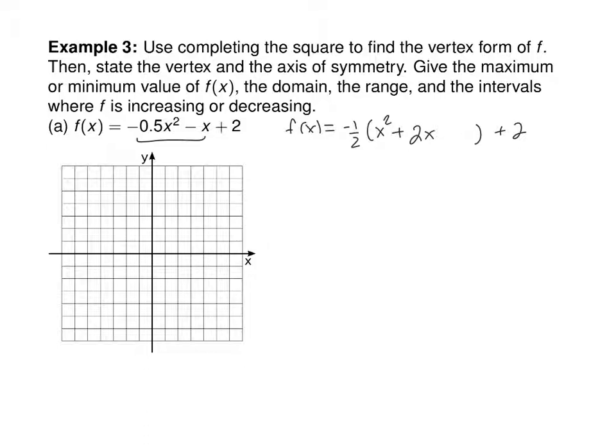All right, now what number do we add inside those parentheses? 1. Because of the negative 1/2 in front, what have you actually added? You've actually added negative 1/2. Because if you were to distribute this, negative 1/2, right? The thing you've added to the equation actually is negative 1/2. So how do you compensate so you've added nothing? You add a positive 1/2 here. Do the opposite. So that's negative 1/2 times (x plus 1) squared plus 2.5, right?